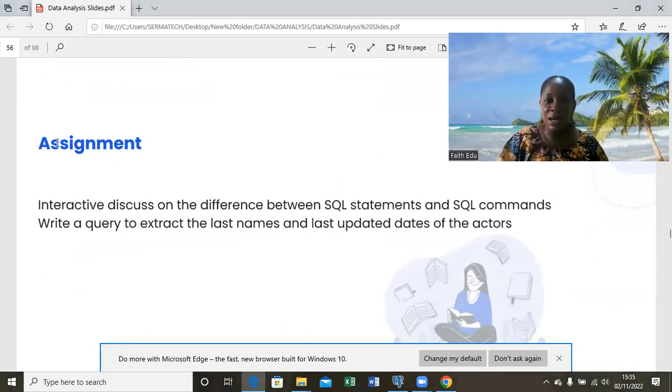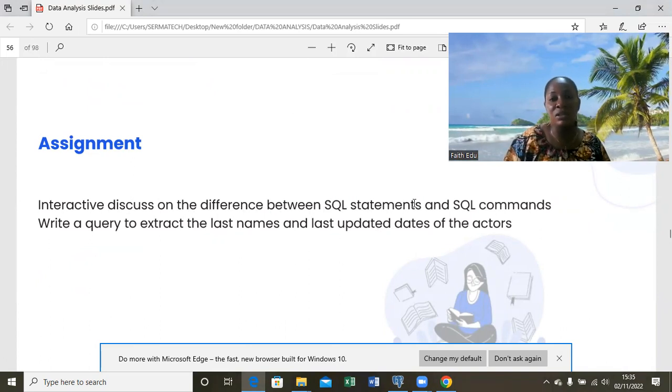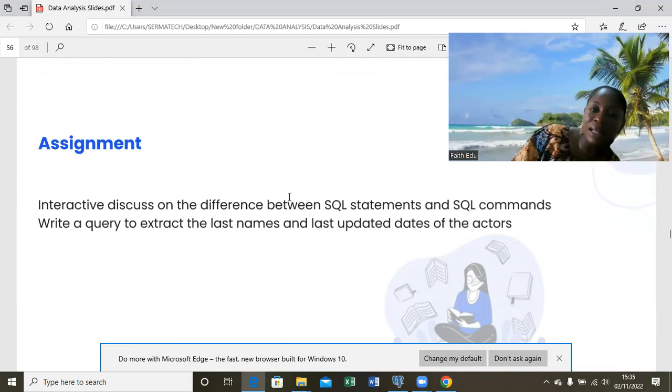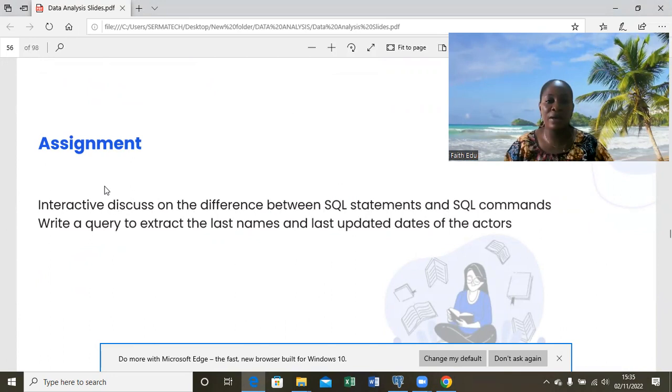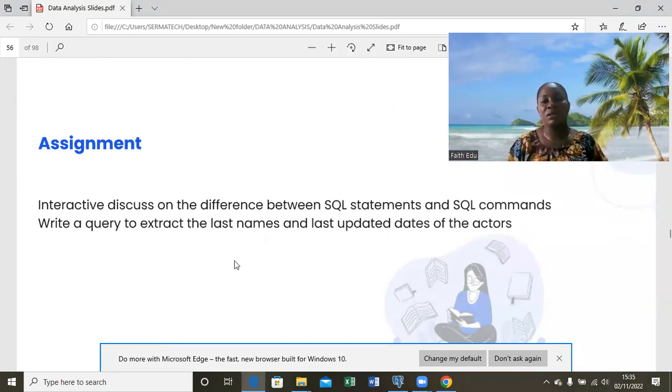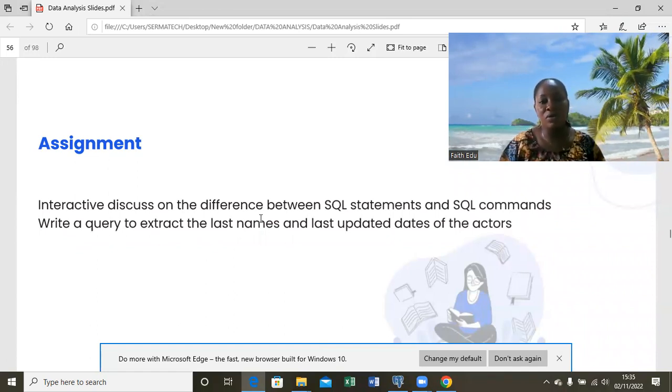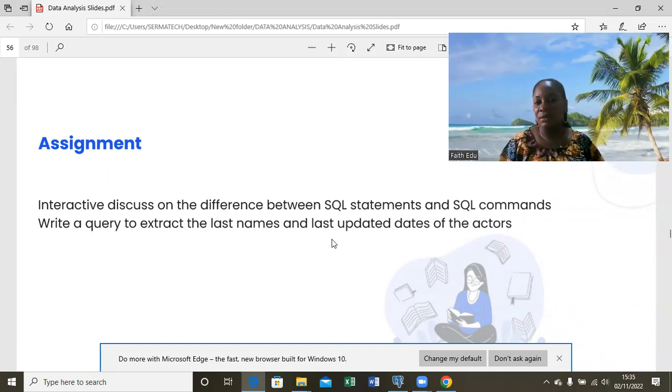So we have an assignment here. An interactive discussion on the difference between SQL statements and SQL commands. Write a query to extract the last name and last updated date of the actor. This interactive discussion should be done on our platform, please, so that we can all learn from one another. You can write this query to extract the last name and share screenshots on the platform as well, for us to look at and brainstorm or learn from.